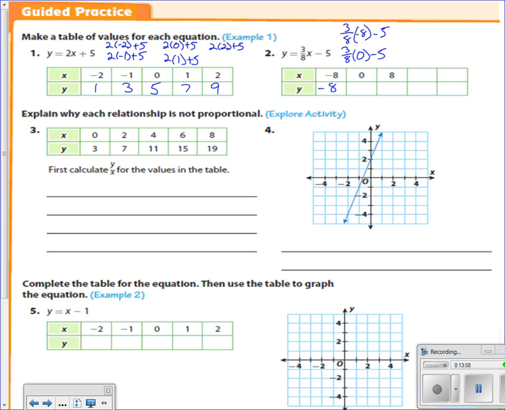-3/8 times 0 is 0, so that just becomes -5. And then 3/8 times 8 minus 5, so 3 times 8 is 24. 24 divided by 8 is 3. 3 minus 5 is -2.